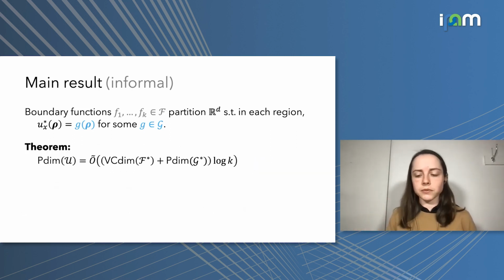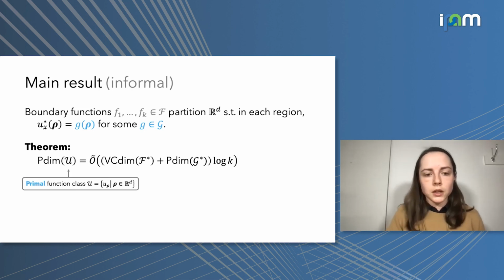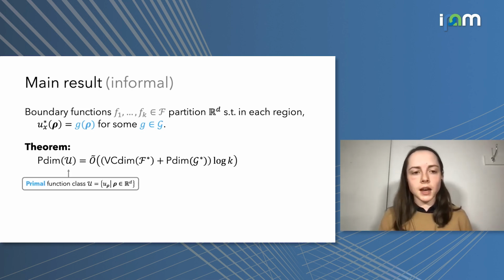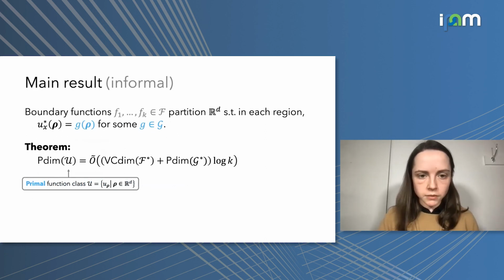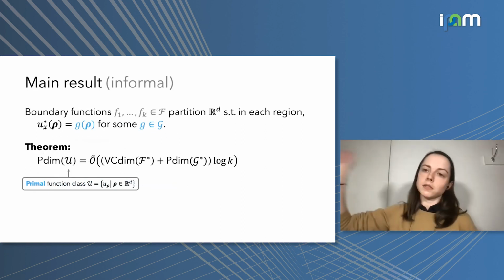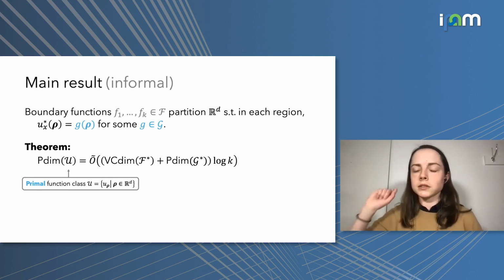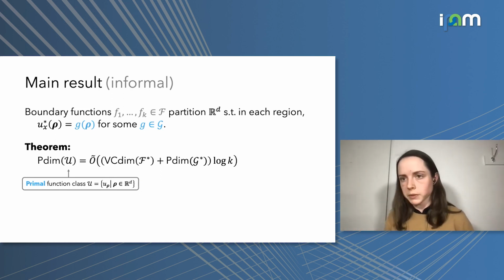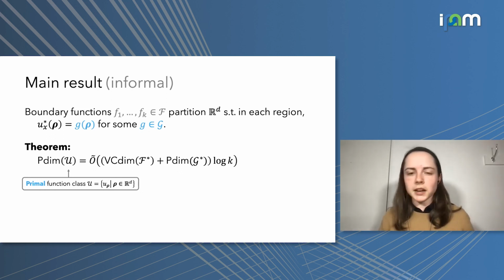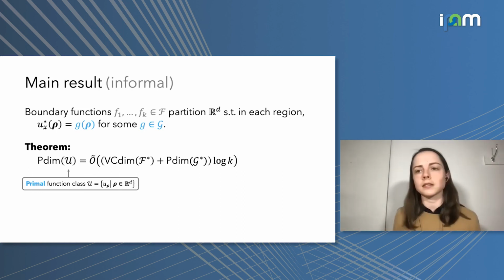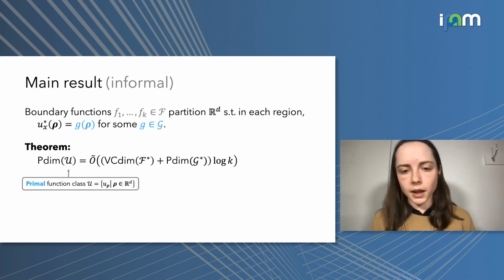And for those of you who are familiar with learning theory, specifically what we prove is that the pseudo dimension of the class of primal functions is bounded by the VC dimension of the dual of the set of boundary functions plus the pseudo dimension of the dual of the set of piece functions times log k, where k is the number of boundary functions. And I think it's really interesting from a learning theoretic perspective why we see the dual show up in so many places. So I'm happy to talk about that more afterwards.